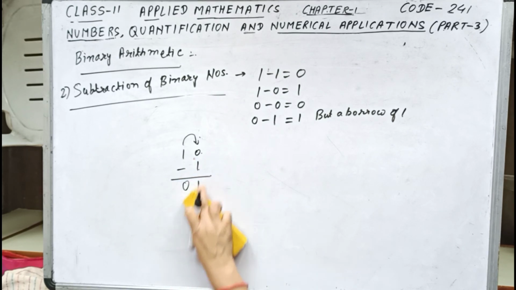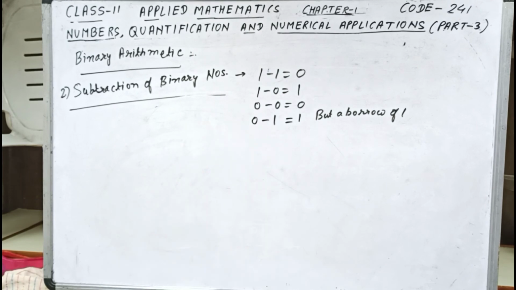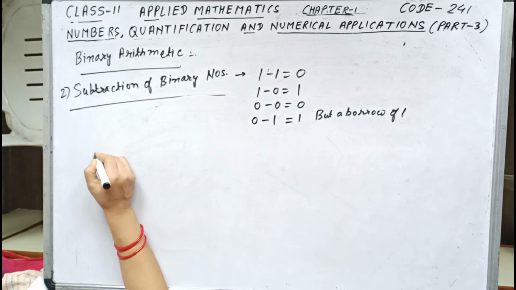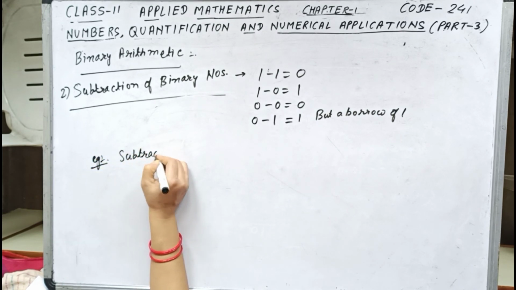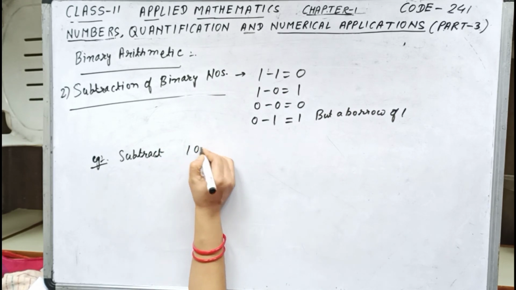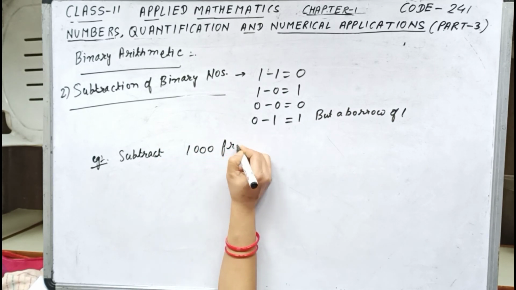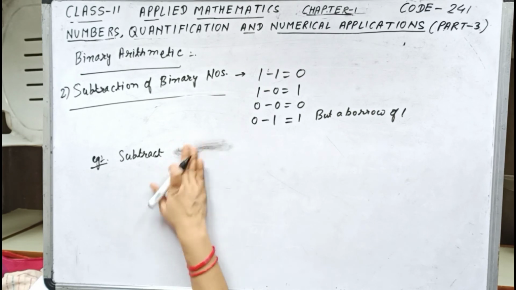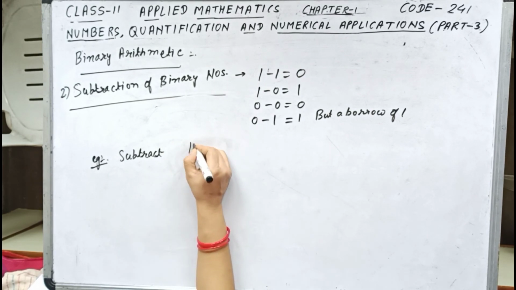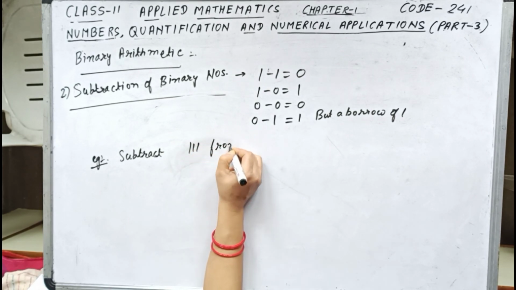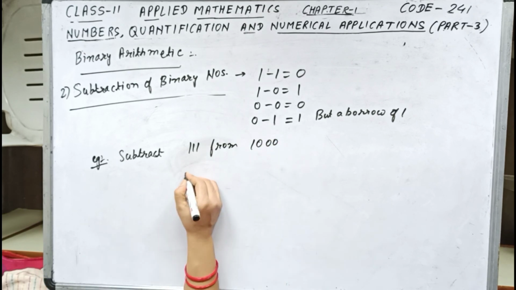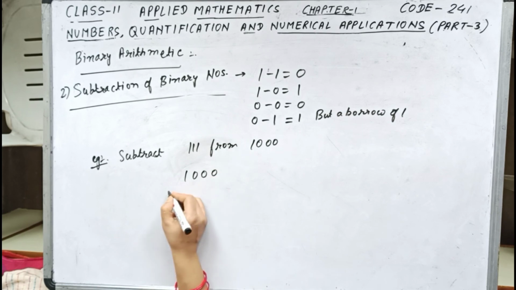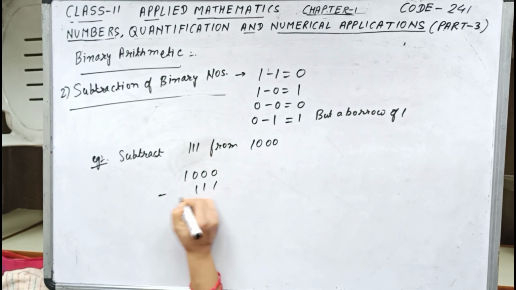Okay, now let us understand with the help of some examples. Subtract 111 from 1000. So we will be writing it as 1000 minus 111.